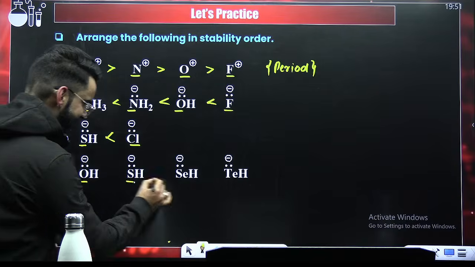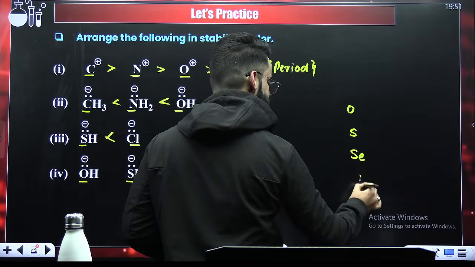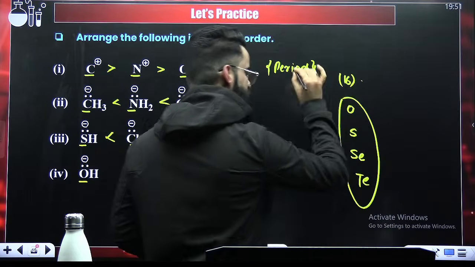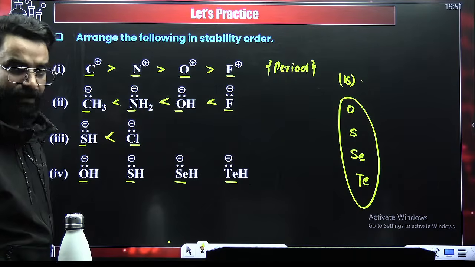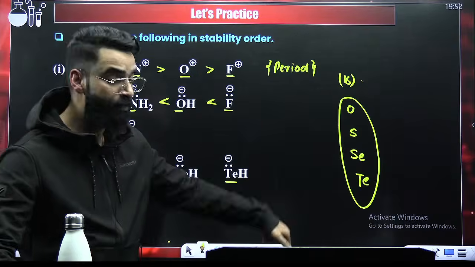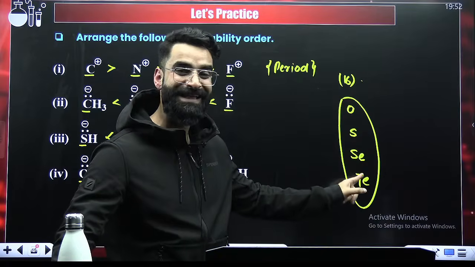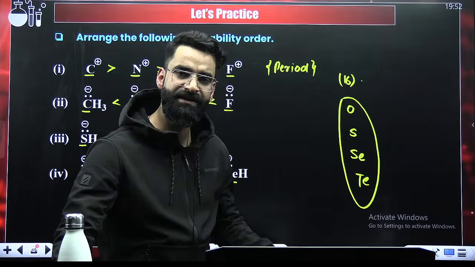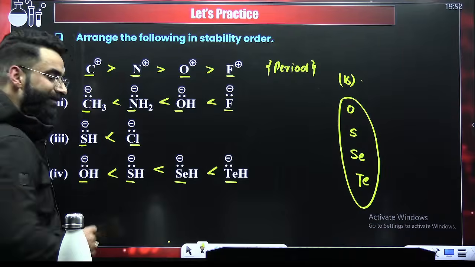Now talk about this one. This is O, this is S, this is Se, this is Te. All these elements belong to the same group. These are group 16 elements. You have to compare the stability of the charges on the atoms which belong to the same group, so I'll be talking in terms of VCD. On moving from top to bottom, size increases. As the size increases, VCD decreases. As the VCD decreases, stability increases. So negative charge will be more stable here. This is the stability order.